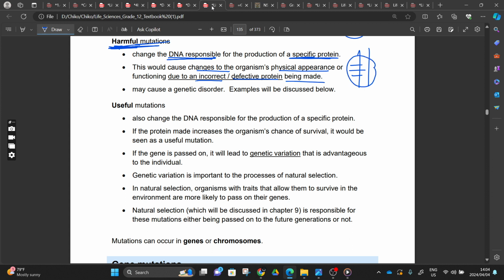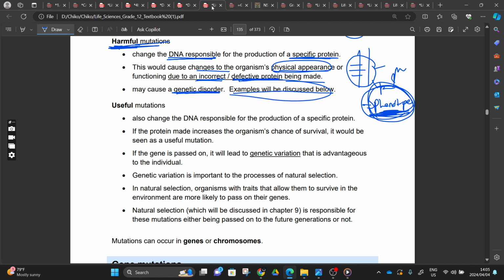I told you that we can produce a protein that is non-functional, or a protein that is partially working but not effective, a defective protein. Or they can produce an incorrect protein, or it can change an organism's physical appearance, like albinism. You understand the phenotype changes now. They can give you a mutation that changes a phenotype and ask whether it was a harmful or harmless mutation. Since we are changing the phenotype of that person, we say that one is a harmful mutation, right? It may cause a genetic disorder, and examples will be discussed below.